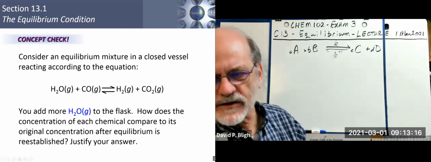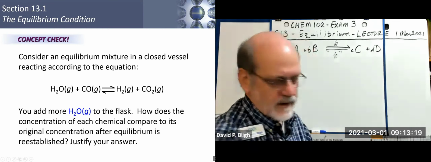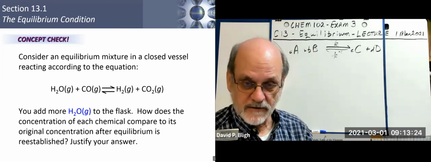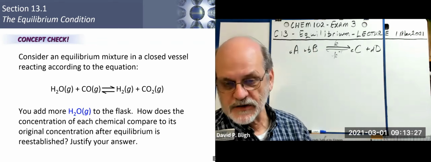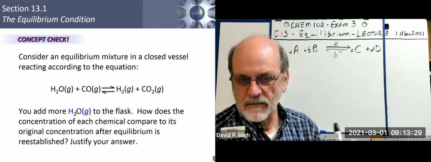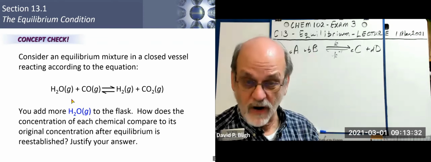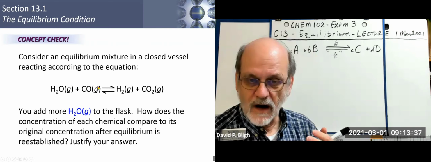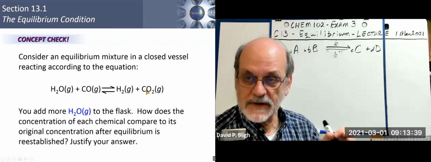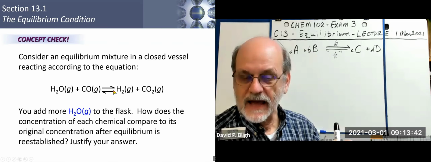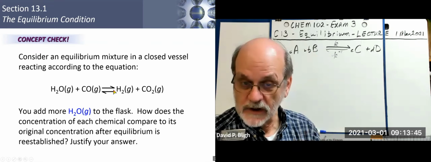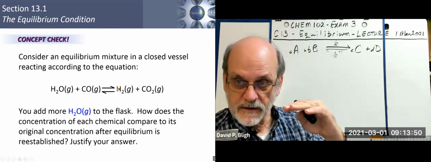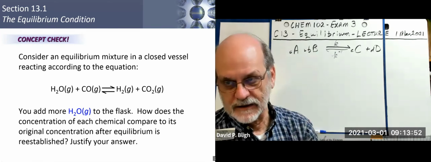Okay, now here's a teaser. A teaser for a concept that we're going to introduce at the very end of this lecture. I'll just say it's Le Chatelier's principle. But this is to get you thinking about what's actually going on. In this case, we've got a reaction where water and carbon monoxide are reacting to produce hydrogen and carbon dioxide. And at some point, we establish equilibrium. So the concentrations of each of these components is fixed macroscopically.